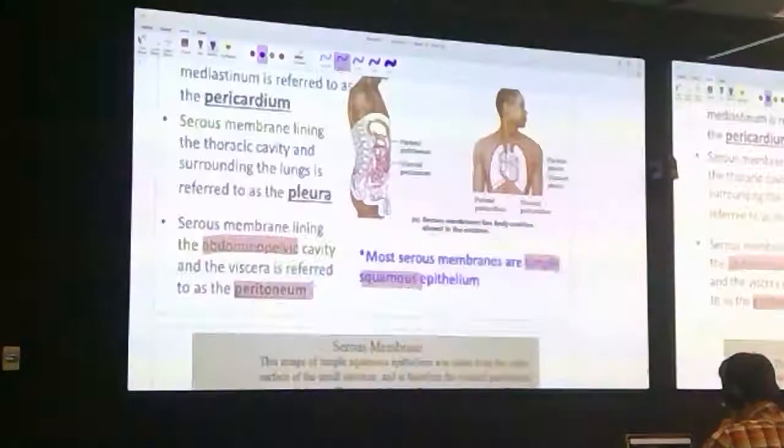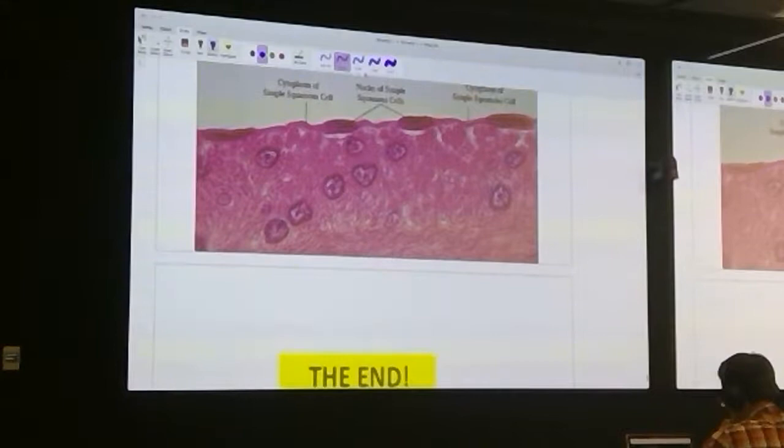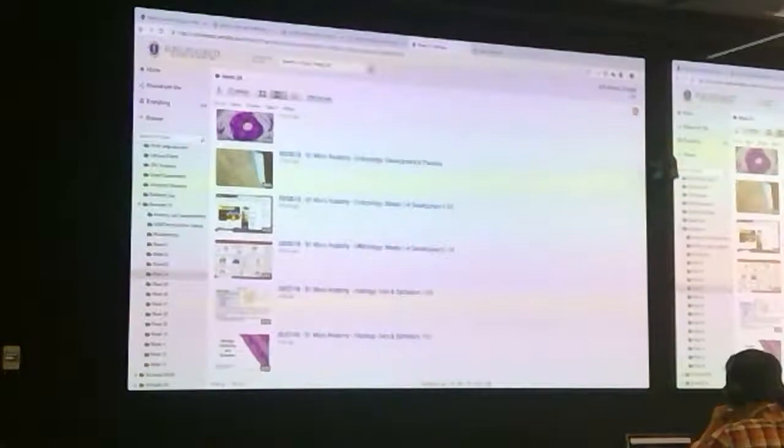But the question is going to be identify the epithelium. Any questions? Was that it for this week? Oh, we'll send them. One more.